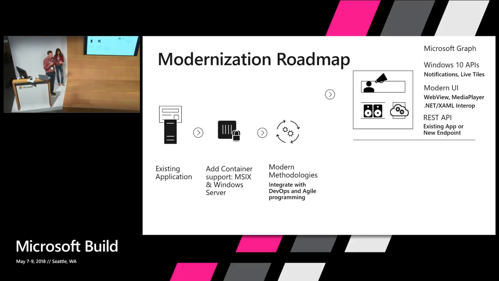Once you want to update the client side, you can continue to add functionality to the client side by integrating with the Microsoft Graph. You can integrate with Windows 10 APIs like live tiles and notifications. Also, we announced this week about updating your applications with modern UI, so now you can leverage Win 10 UI in those existing WinForms and WPF applications. That's important if you want to do things like inking or the modern media controls. And lastly, as we mentioned, adding REST APIs or extending new functionality to this application with REST APIs.